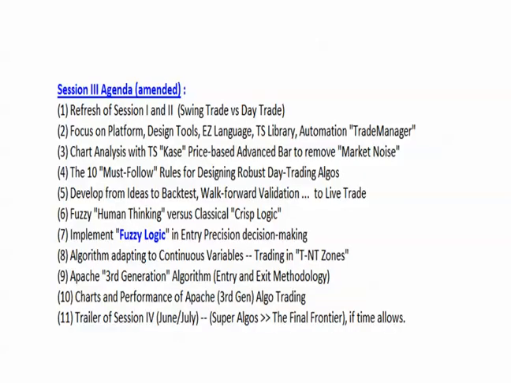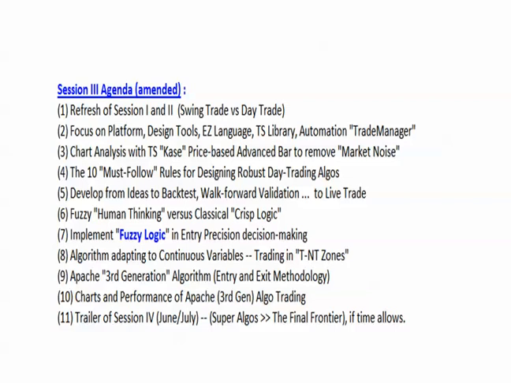The session 3 meeting lasted about 3.5 hours. Allan has so much information to present. Here is the amended agenda. He did a brief review of sessions 1 and 2, and of course these videos are available, and I'll tell you in a few minutes where you can find session 1 and session 2 videos. Also, as you probably know, Allan uses the TradeStation platform, and he does spend some time going through that.